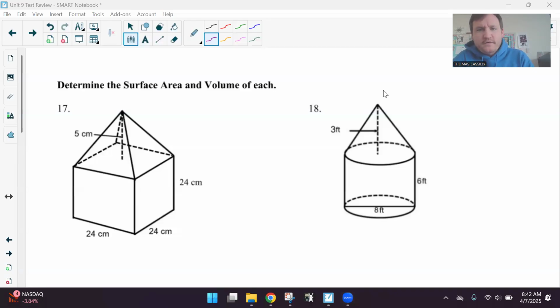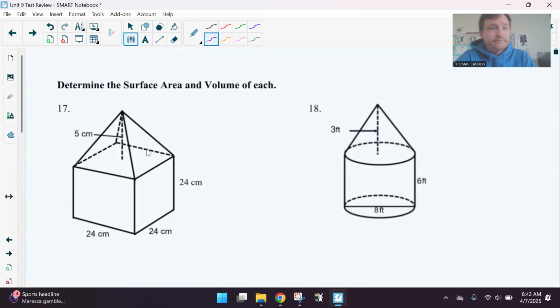All right. Good morning, guys. We are looking at the Unit 9 test review. This is page 4. And let's get to it.